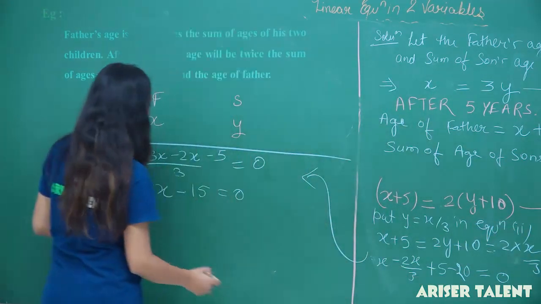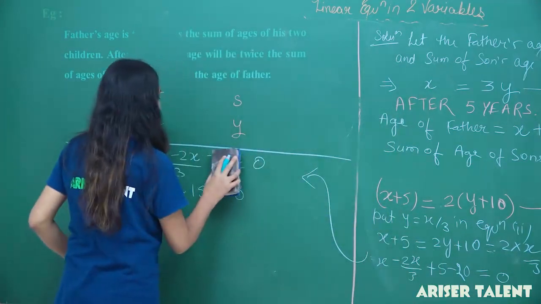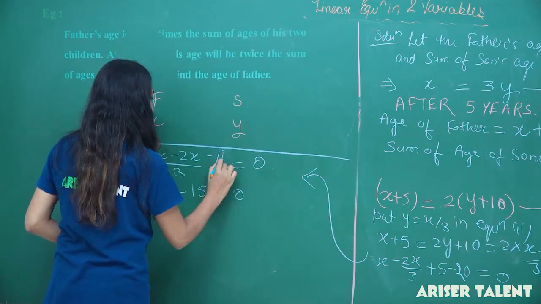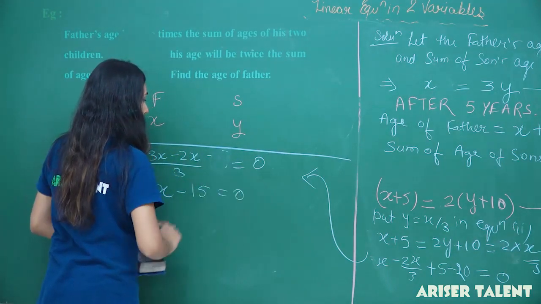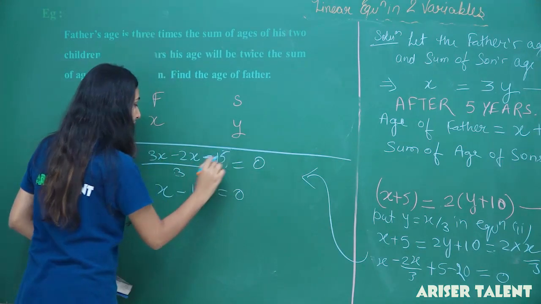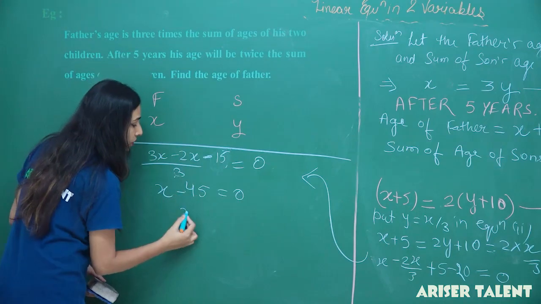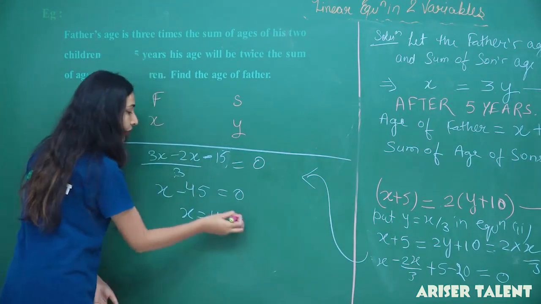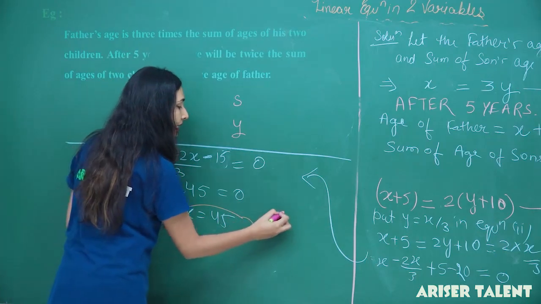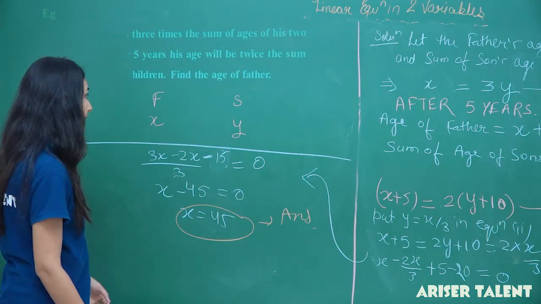Okay. So here that will be 15. That will be 15. 15 here. So if it is 15, that will give you 45. So x will be 45 here. x will be what? 45 here. This is our answer. Now how will I check that whether it's right or wrong?